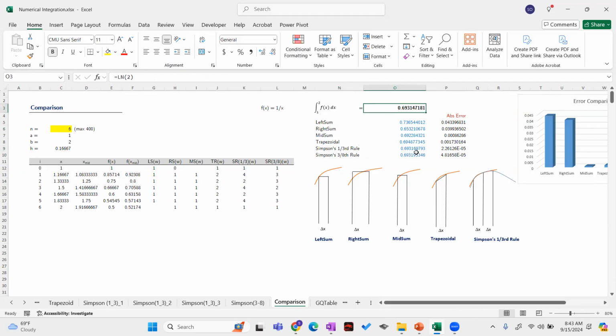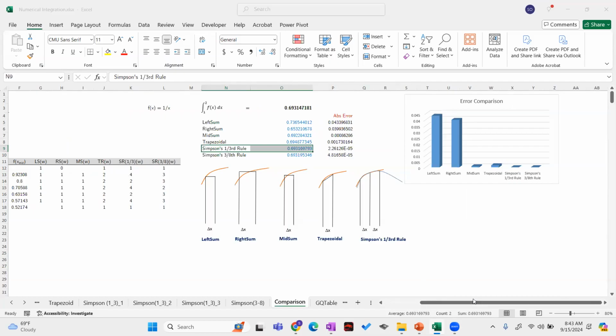First 4 decimals are correct. And then the 3/8 rule. I'm not going to go into which of these is better. It's debatable, but I would use Simpson's one-third rule always. I have a little bar chart to show you the error comparison.